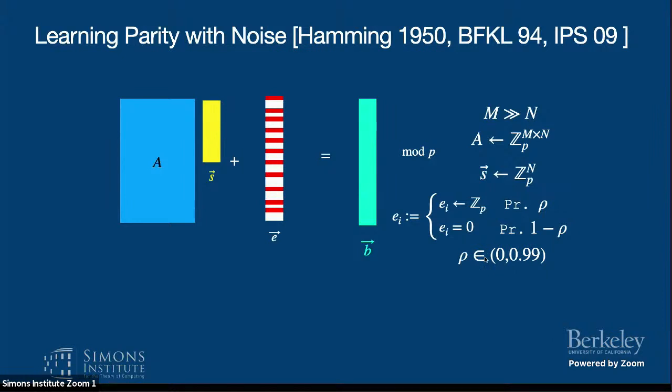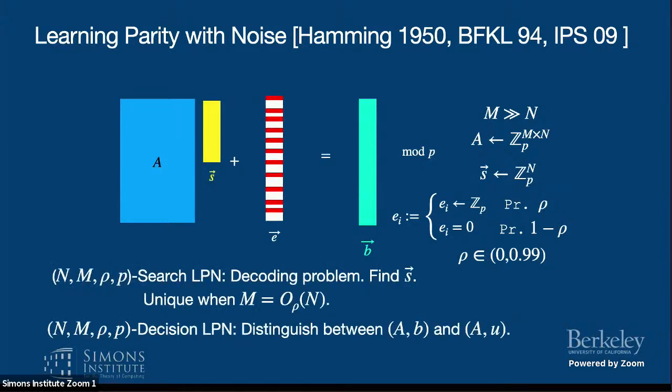And I ask the same question: given A and B, can you decode S for me? Now, this rho is typically a tunable parameter, from 0 to 0.99. This governs what kind of hardness you get for this problem. This is known as search LPN. And note that you can actually find the secret S uniquely as long as the number of samples M is large enough. How large? If you do some calculation, you can show that it needs to be linear in N.